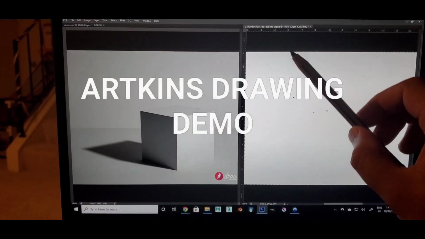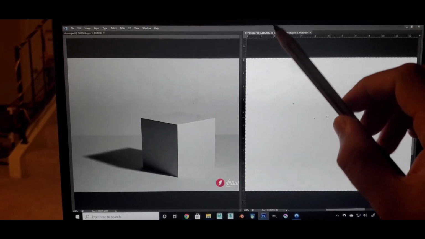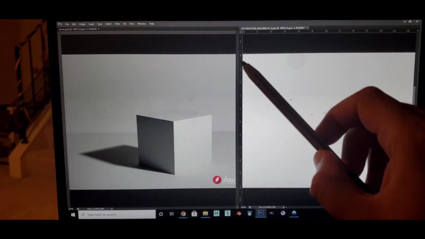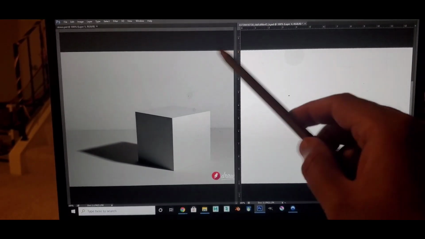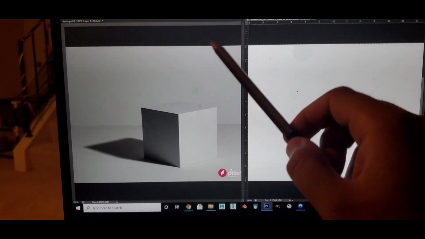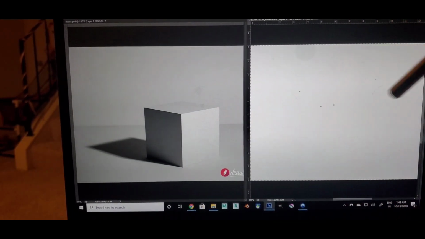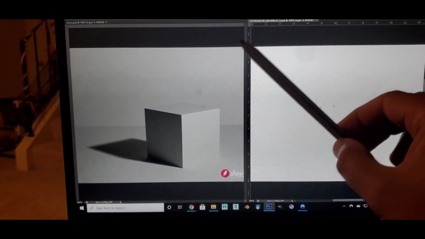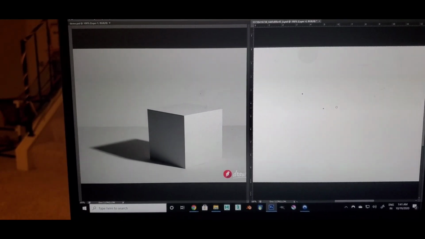For the purpose of demonstration, I'm using this laptop. I'm using a digital pen to draw, and I'm using Photoshop to show you this demonstration. I'm using this image which most of you have chosen, and what I want to show you is how to analyze an image before you make a mark on the canvas.